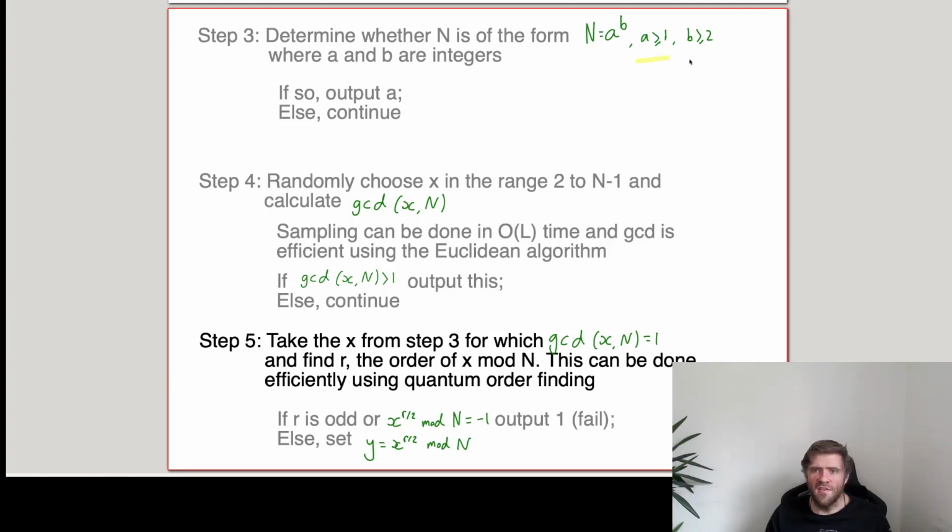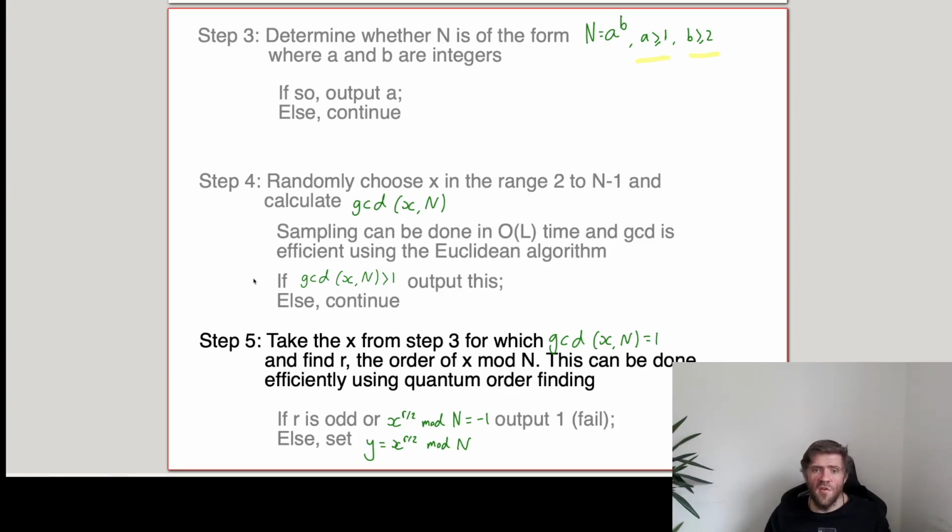Step 3, determine whether n is of the form n equals a to the b, where a is greater than or equal to 1 and b is greater than or equal to 2. So does it only have one distinct prime factor, and it's just the power of that? If so, output that one distinct prime factor. And this can also be done efficiently. Otherwise, continue.